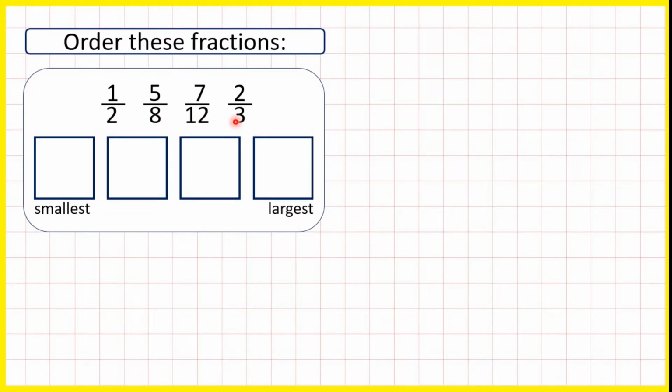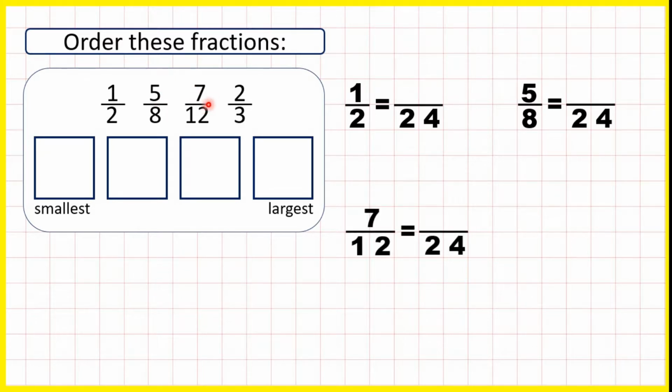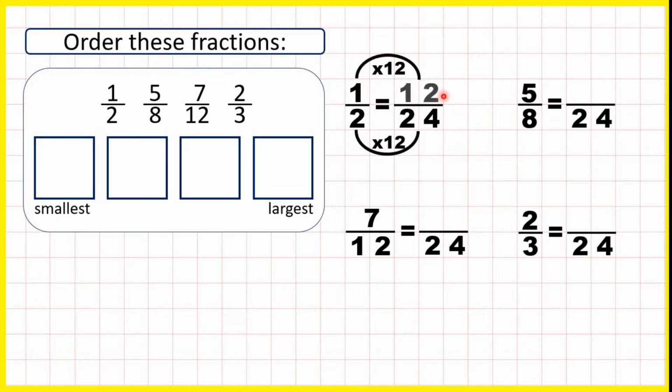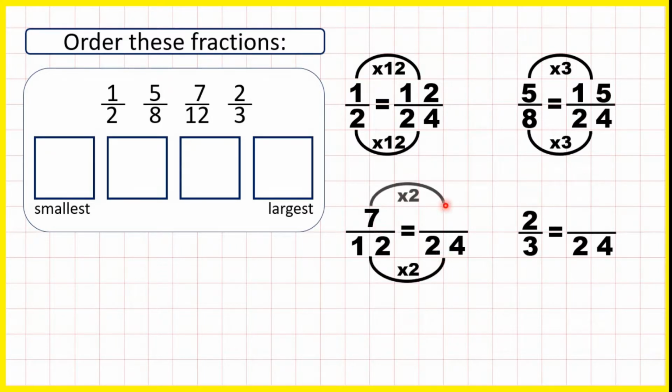So we can find equivalent fractions to 1/2, 5/8, 7/12, and 2/3, which have a denominator of 24. 2 times 12 is 24, 1 times 12 is 12, 8 times 3 is 24, 5 times 3 is 15, 12 times 2 is 24, 7 times 2 is 14, and 3 times 8 is 24, 2 times 8 is 16.